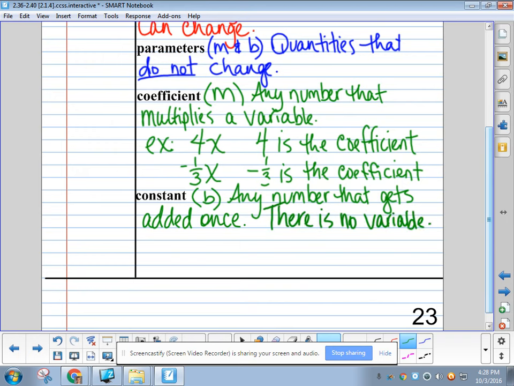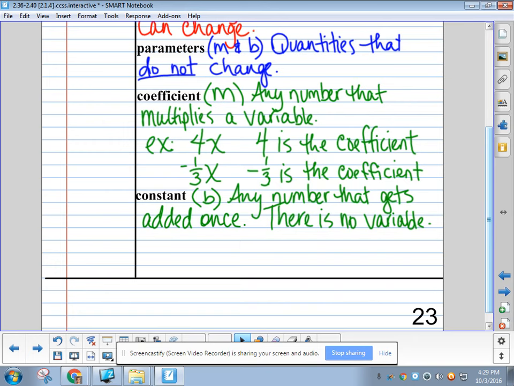And when I say it gets added, it can be a negative number because adding a negative is the same as subtracting. So if you have something where it is -5, that -5 would still be a constant. It would be the same as adding a -5. So any number that gets added, whether it's positive or negative, that would be considered a constant.